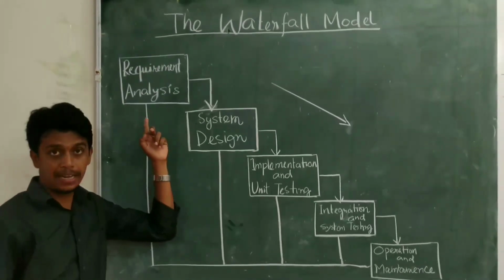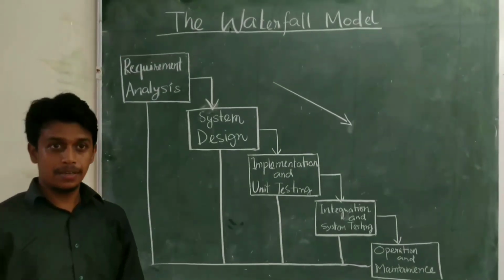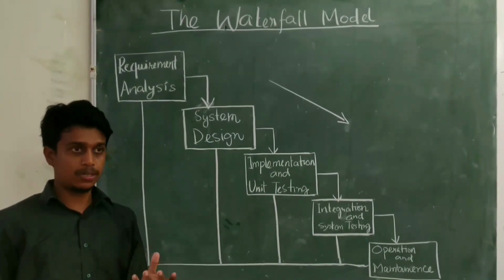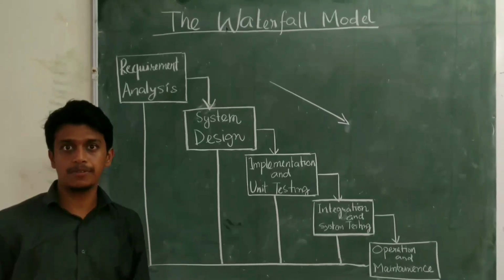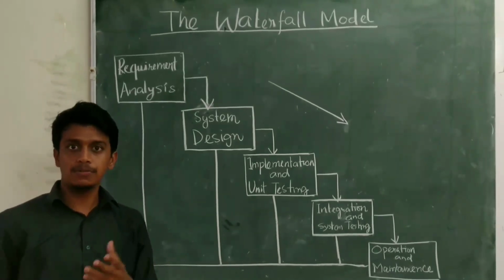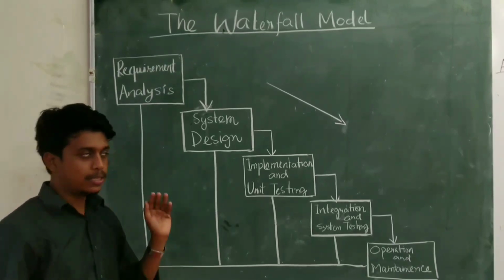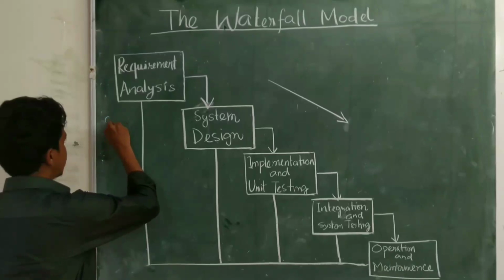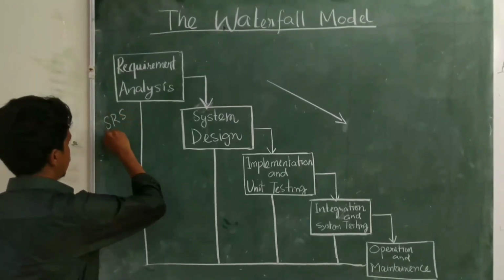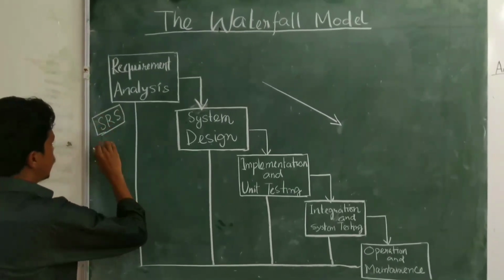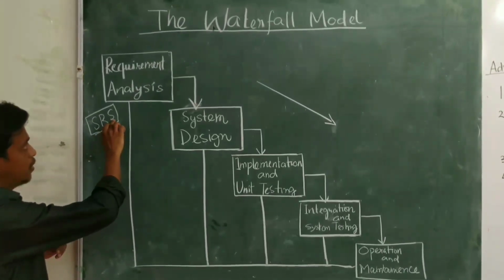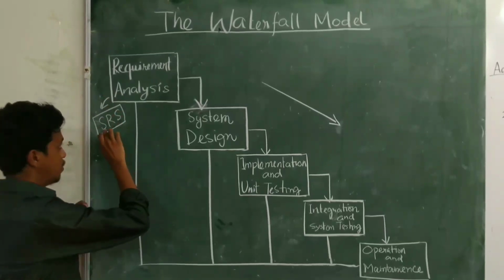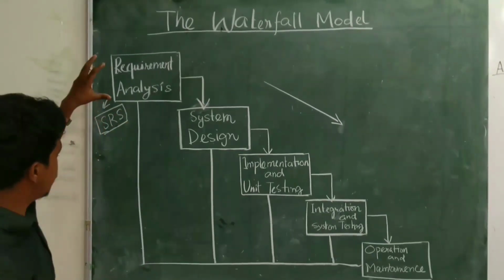The first stage is requirement analysis. In requirement analysis, all the requirements of the software are discussed: why the software is required, what components we need for the software, and what the use of the software is. Here comes SRS documentation, Software Requirement Specification. It comes under requirement analysis, and the software requirement specification data is analyzed here.